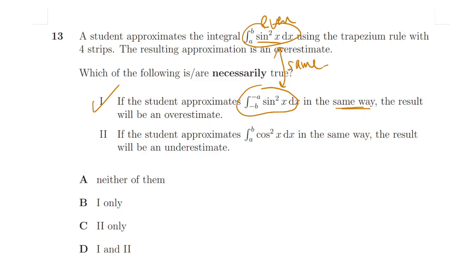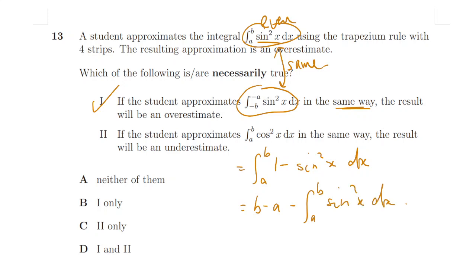If the student approximates the integral from a to b of cos squared x dx in the same way, the result will be an underestimate. Okay, interesting. So how do I somehow relate this cos squared x into sine squared x? What's the famous identity that we use? Well, we have the integral of 1 minus sine squared x dx, right? Okay, so let's separate this. The first part is just b minus a, minus the integral from a to b of sine squared x dx, right?